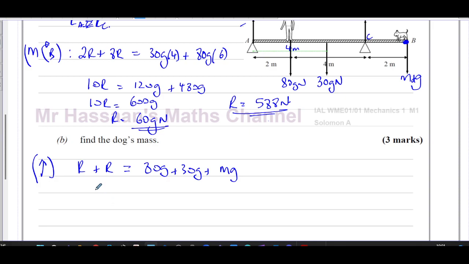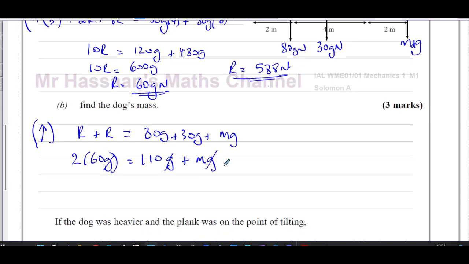Okay, so we have 2R, and we know the value of R. So we have 2 times 60g is equal to 110g plus mg. You notice the g's cancel out. That's why it's good to put things in terms of g. And you end up with 120 minus 110 equals m. So m is equal to 10 kilograms. That's the mass of the dog. Okay, so there's your answer to part B.